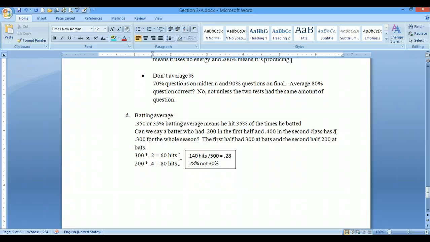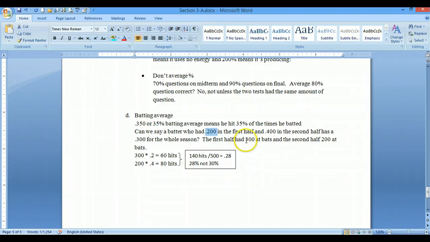Can we say a batter who had a 0.2 or 20% in the first half and a 0.4 or 40% in the second half, that should be half, does this person have a 0.3 for the whole season? Let's go ahead and try it. Let's just say for the first half, they had 300 at-bats. So they are at bat 300 times. And the second half of the season, they were at bat 200 times. And in the first half, we had a 0.2.